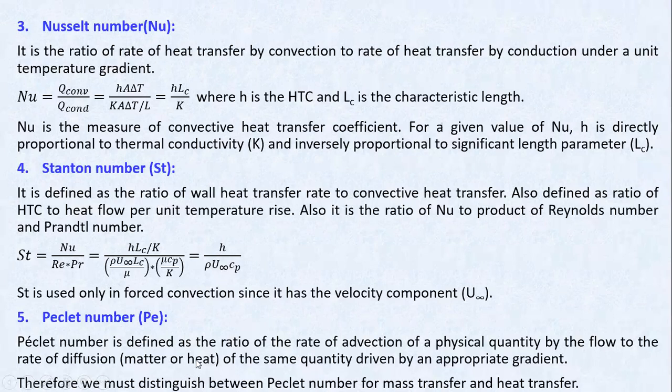The next is the Peclet number. The Peclet number is a ratio of the rate of advection, that is, the heat transfer due to convection by the flow, to the rate of diffusion. Diffusion normally occurs, it may be of heat or matter, of the same quantity.